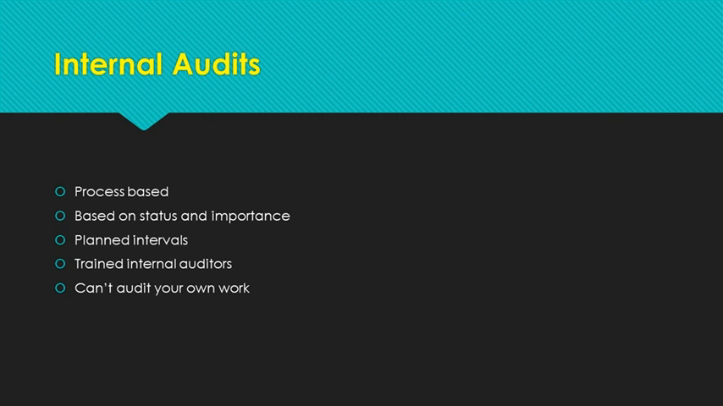Second pet peeve, doing internal audits annually at the same time every year. Internal audits should be on the basis of status and importance. That means if a process is having more nonconformances or has been changed, or more nonconformances are getting to the customer, that process should be considered for an audit earlier in the cycle and perhaps more frequently.